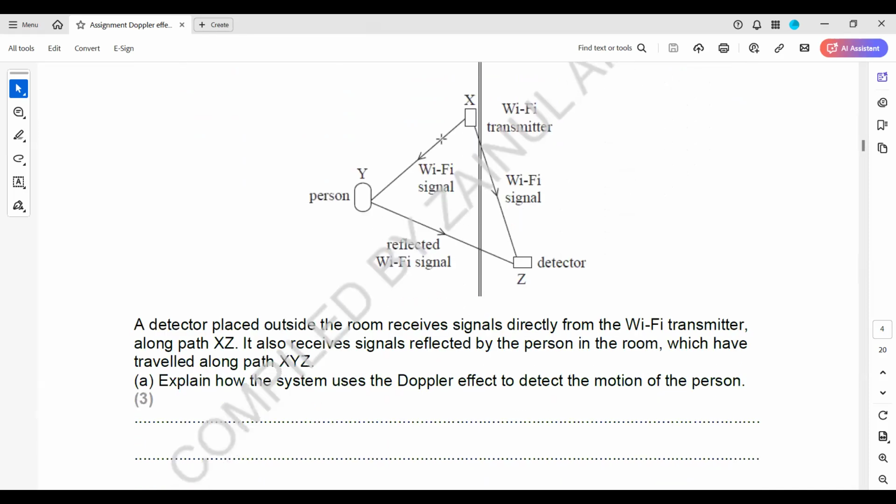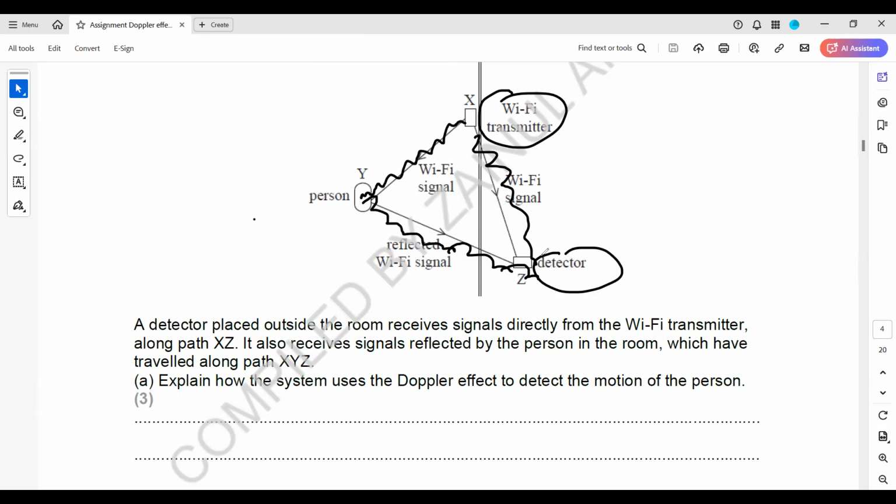So a detector is placed outside, which is receiving the signal from the Wi-Fi transmitter. And the Wi-Fi signals which are reflected from a person are received by the detector as well.